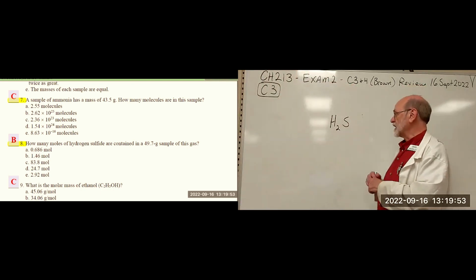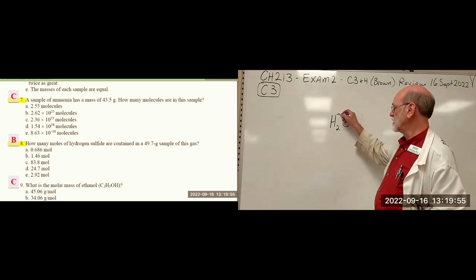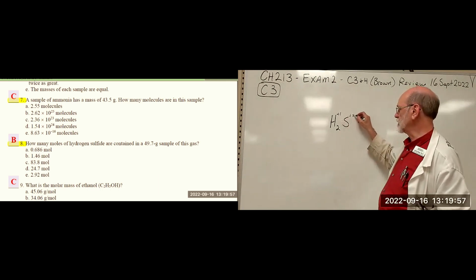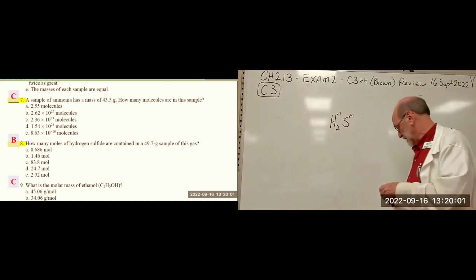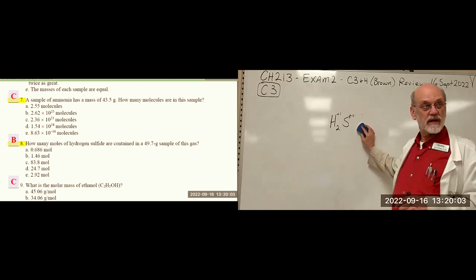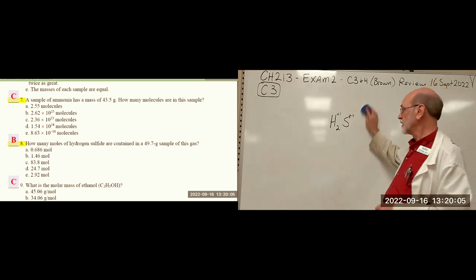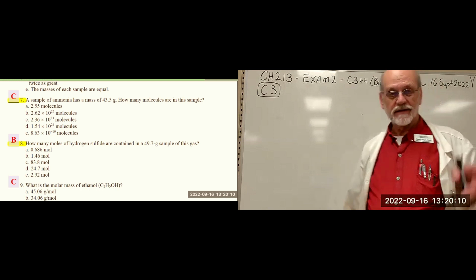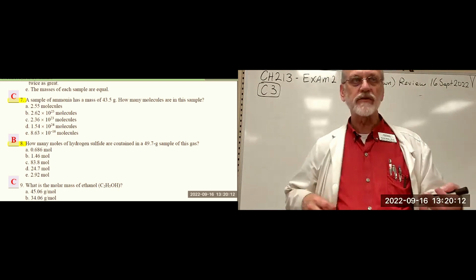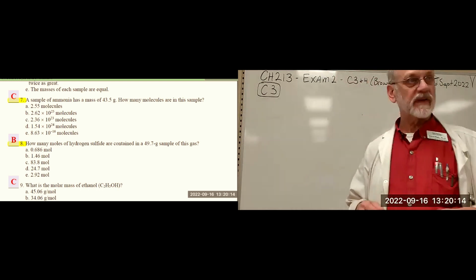So the oxidation state on hydrogen would be +1, and this is +2, -2. So that's how they balance. They don't balance by charge because that's not an ionic compound. But H2S is hydrogen sulfide. Once you know that, then you can determine the molar mass of hydrogen sulfide and complete the calculation.